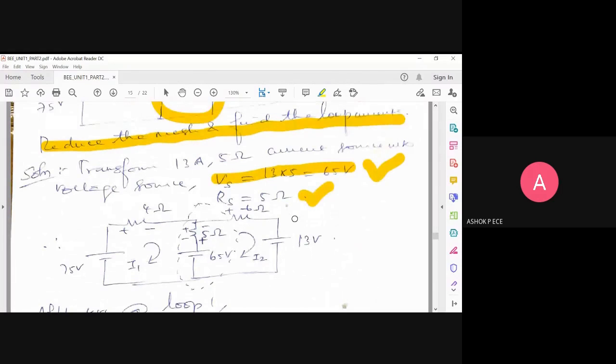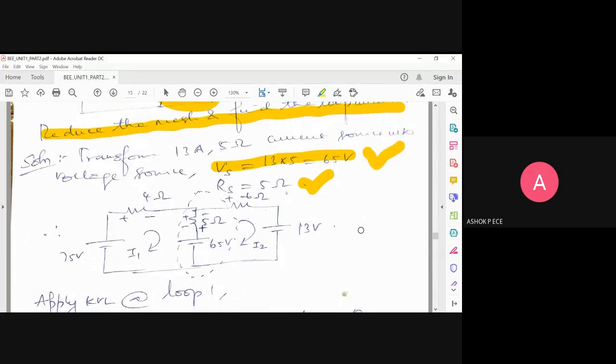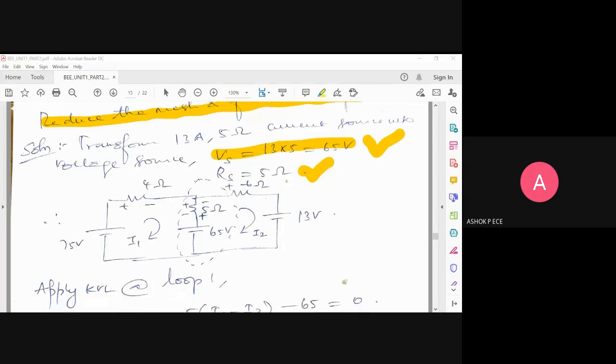How to assume the current direction I1 and I2? Just because I have put clockwise, you need not assume clockwise. See the diagram and say how the current is going to flow. Take the first loop. Analyze how the current will flow. Current will flow away from the batteries.